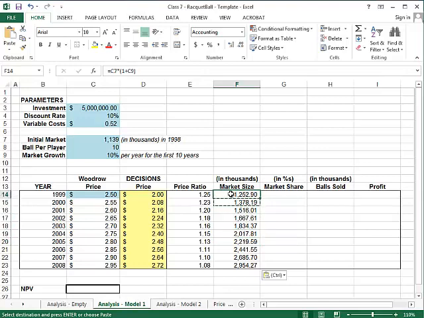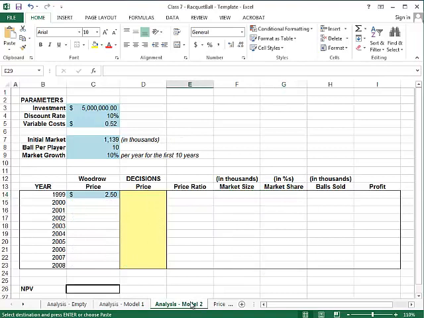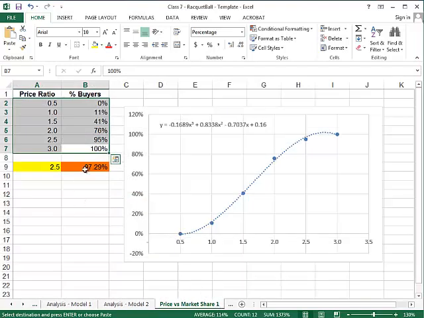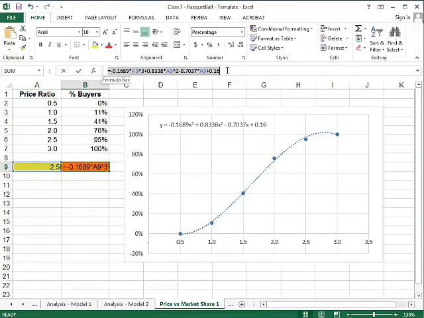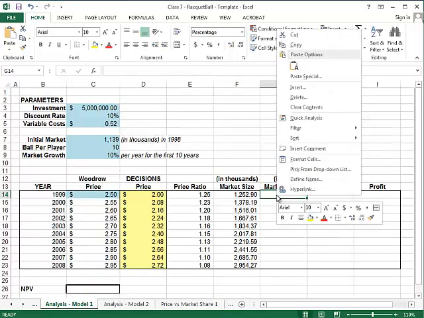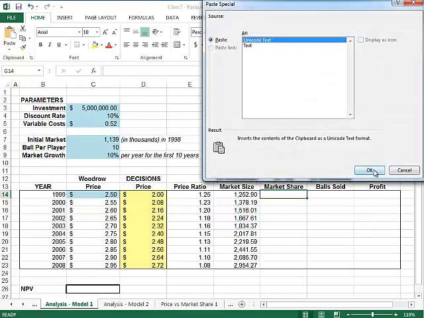Next thing I need to do is figure out what my market share is going to be. So for that, I will go to the formula I have here, which tells me, given your price ratio, what your market share is going to be. I'm going to copy this formula and then paste it here.